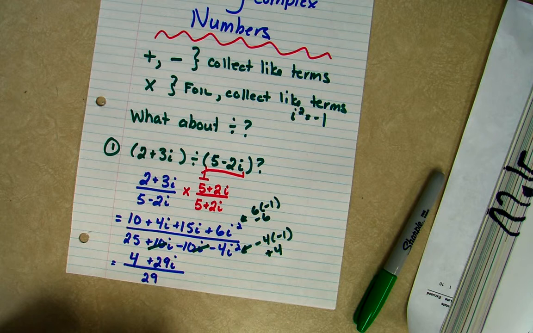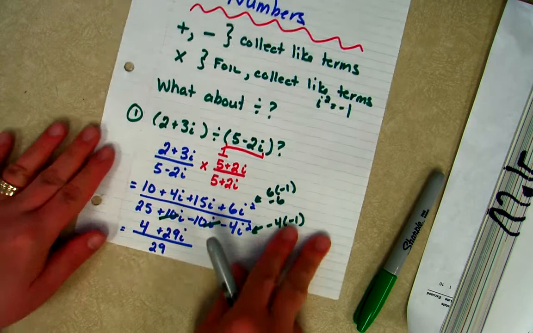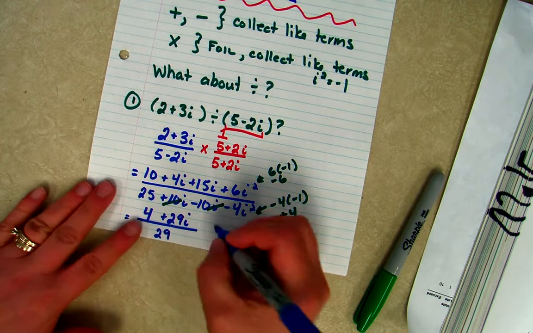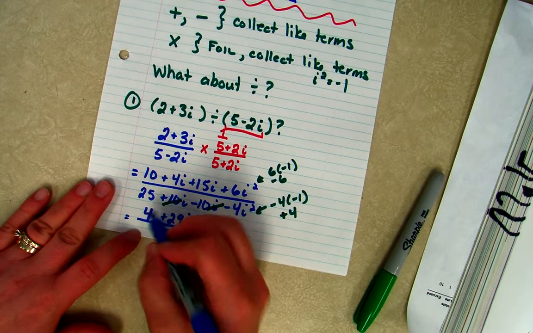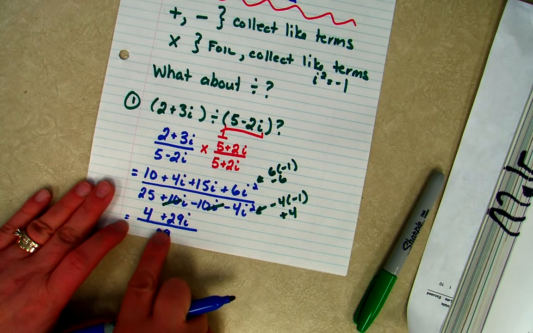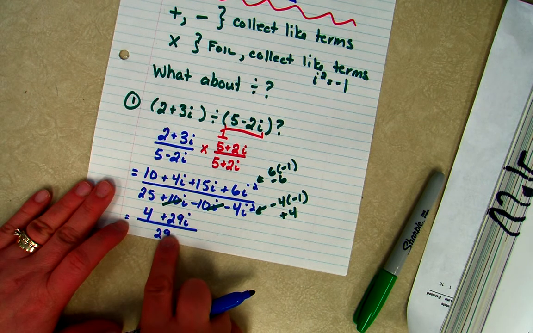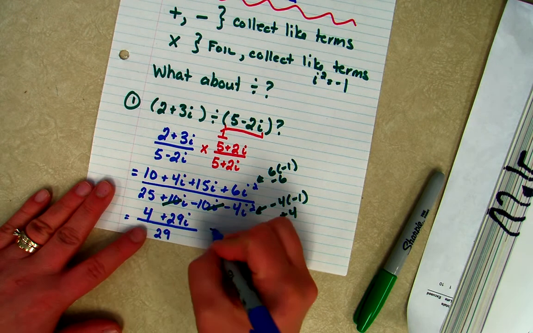Now, we haven't really done anything to get a final answer, but I could write this as a complex number. I'm going to leave it like this. It's in lowest terms. The real part is 4 divided by 29. The imaginary part, to make it complex, is 29 divided by 29, or 1i. But I could do that.